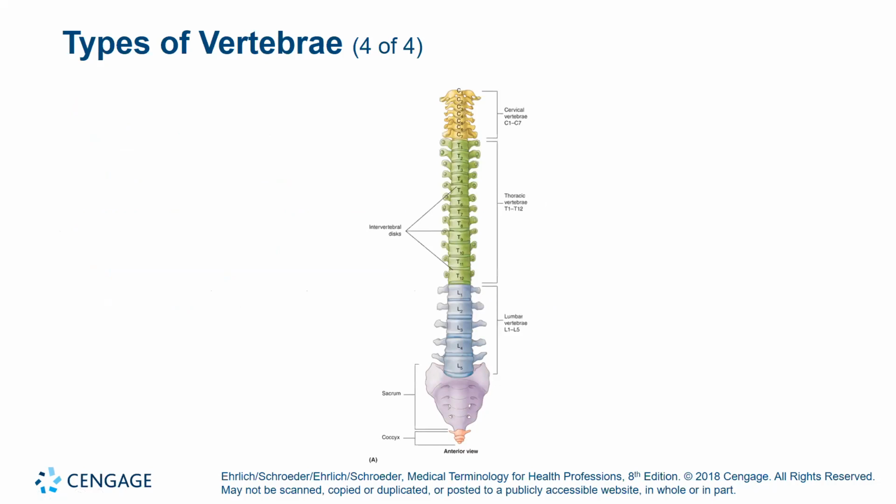As you can see here, we have the cervical, C1 to C7. We have the thoracic, which is T1 to T12. And then we have the lumbar, L1 to L5. Here's your sacrum, and here's the coccyx, the tailbone. This is the anterior view.